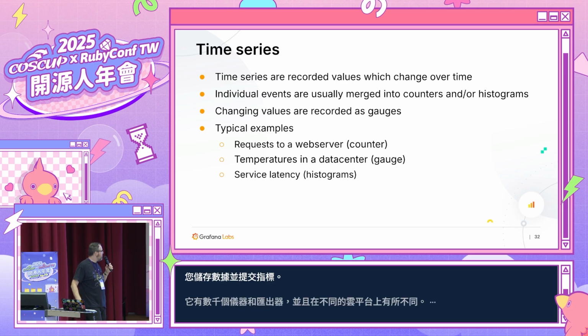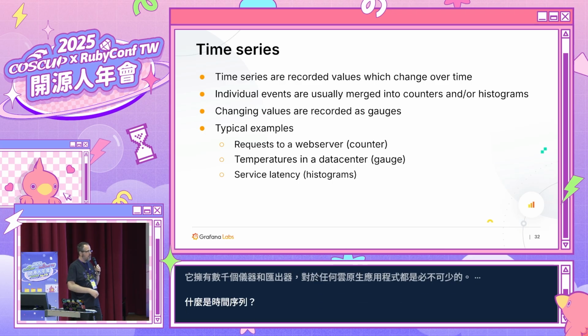So what are time series? Time series are recorded values over time. If you look at what the temperature is right now and you look at the temperature in an hour and you write this down, this is already a time series. You just track changes over time.